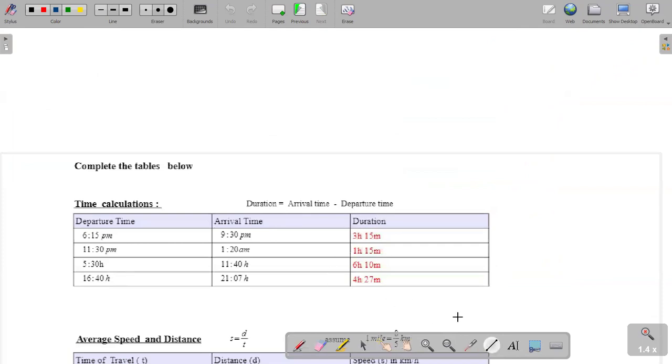Duration, they just give questions like this. Oh, you leave a train station at this time. You arrived at this time. How long was the trip? So that's the first formula you're going to have when it comes to time. Duration is equal to arrival time minus departure time.